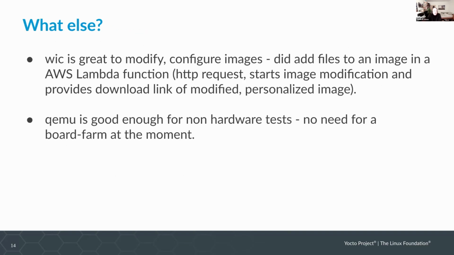Next, what else? Wic is great. That's one cool thing I did recently, a proof of concept to modify and configure images in a Lambda function. That means with an HTTP request, a Lambda function is started and it will use the Wic tool to make a modification in an image and provide the personalized image via HTTP to download. I like that a lot. So since then, I like Wic a lot.